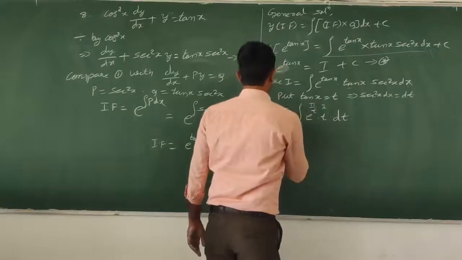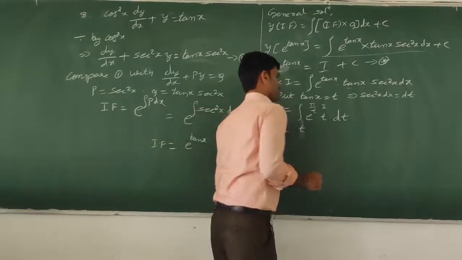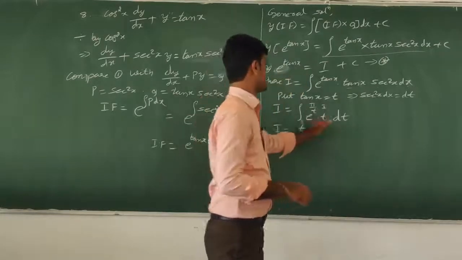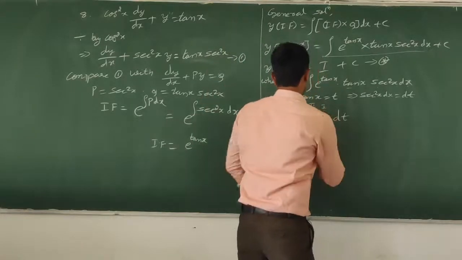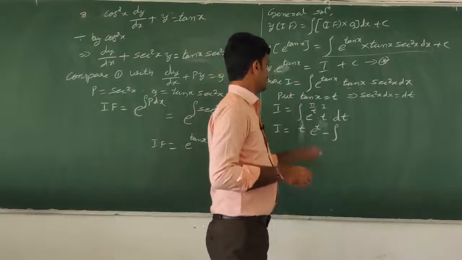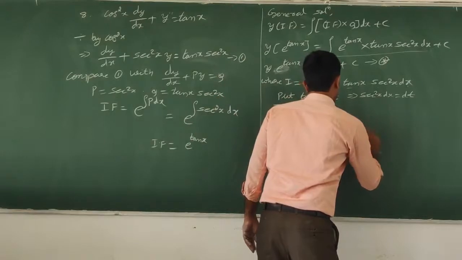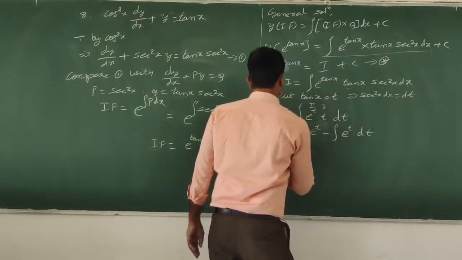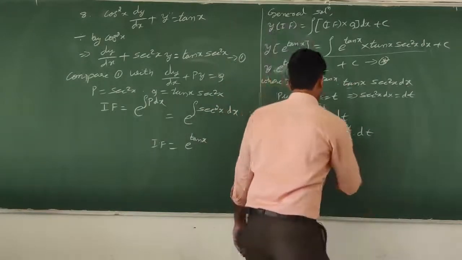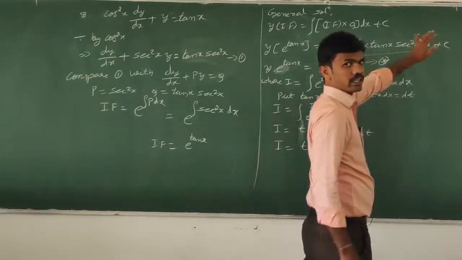So now I is equal to integration of first function, that is t, into integration of e power t, which is e power t, minus integration of the differentiation of t, which is 1, into integration of e power t, which is e power t, into dt. So I is equal to t e power t minus integration of e power t, that is e power t, plus c.